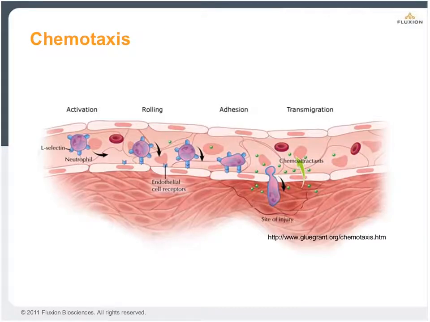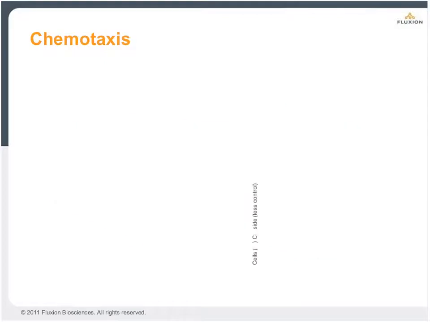The phenomenon of chemotaxis can be thought of as a response to a call to action by a cell. This example here shows the normal response to an injury by a neutrophil, where it's attracted by a chemical message to go where it's needed to perform its duty. We can study this activity in the BioFlux.